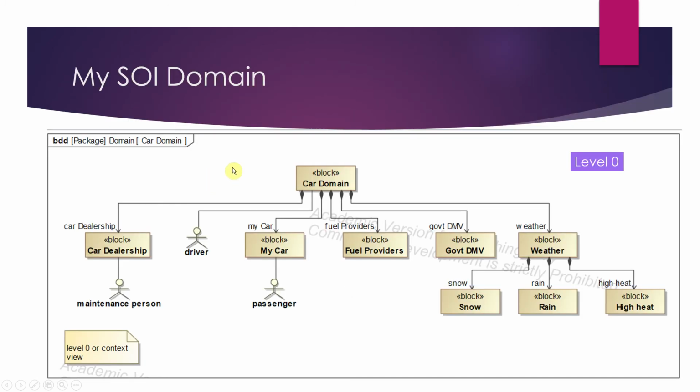Hopefully, by your testing, you can find errors before production, which is obviously a key goal for systems engineers. Here is my SOI, my system of interest domain, that I'm going to give an example for. If you want to follow along, you don't have to create the domain, but the domain shows you my model. This is my system of interest, my car, and I call this level 0, just like a context diagram.